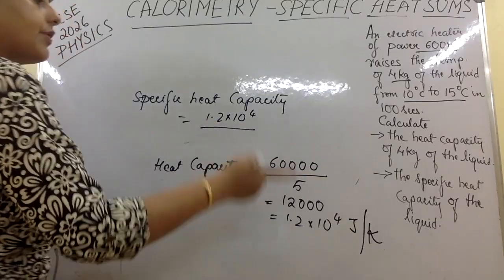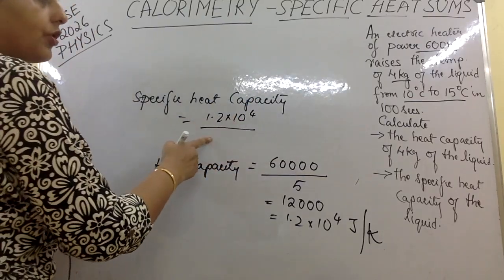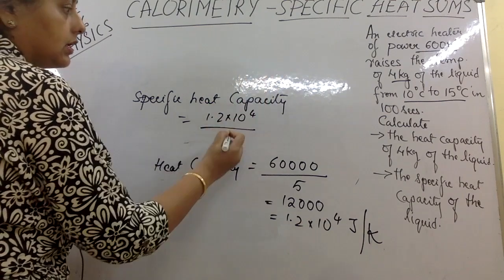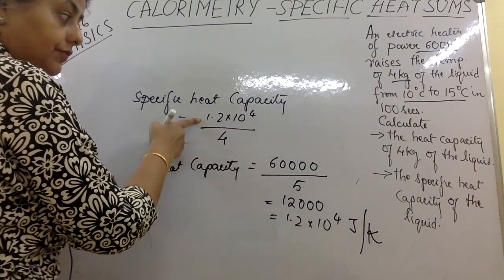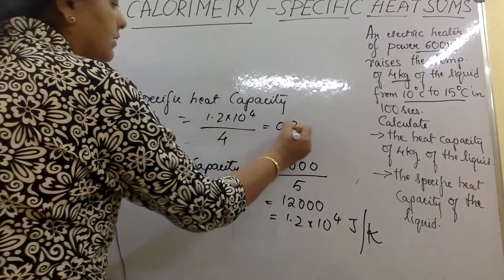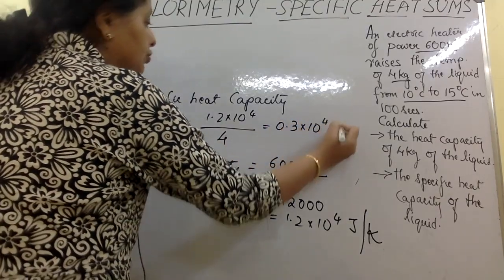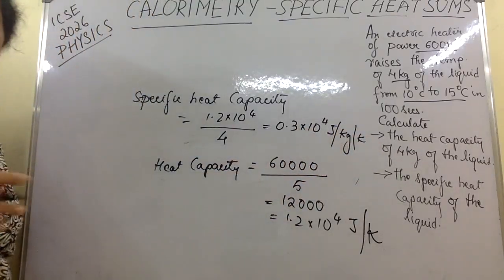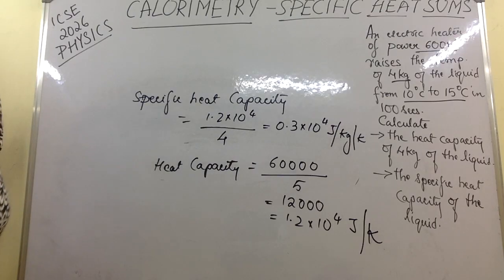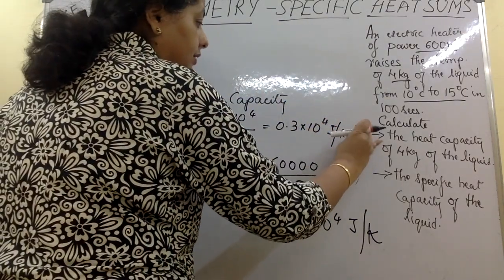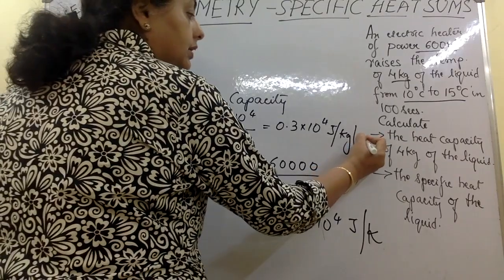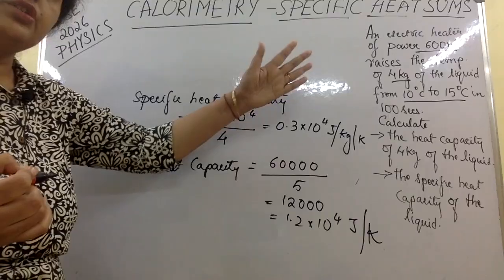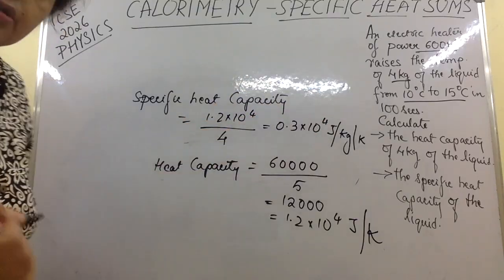This already tells us for 1 degree we need this much heat. For 1 kg how much do we need? So for 1 kg we need this divided by 4, because this was for 4 kgs. This is 0.3 into 10 to the power 4 joules per kg per Kelvin. See the way we write. Okay. So per kg per Kelvin. Okay. So this is how you should write the unit. You can also write kg to the power minus 1, K to the power minus 1. That also can be done.